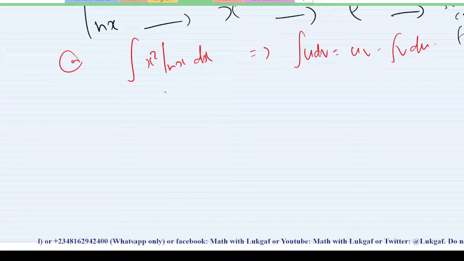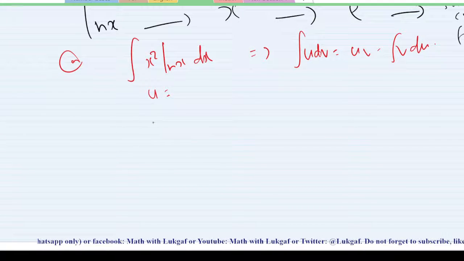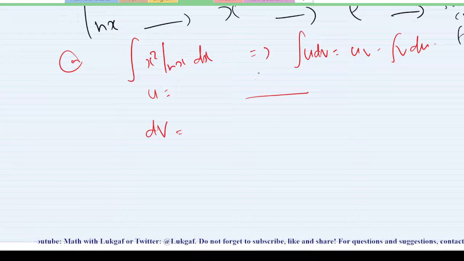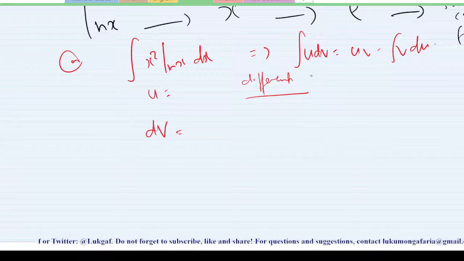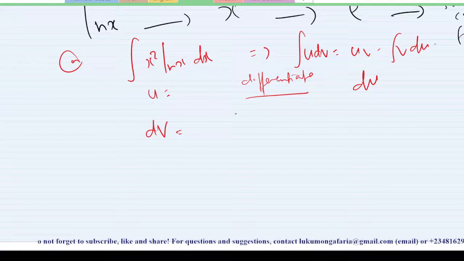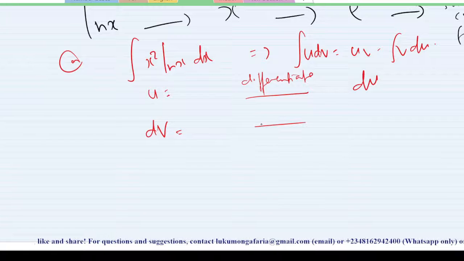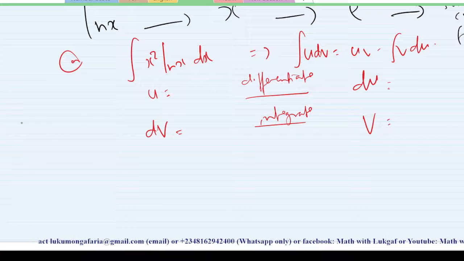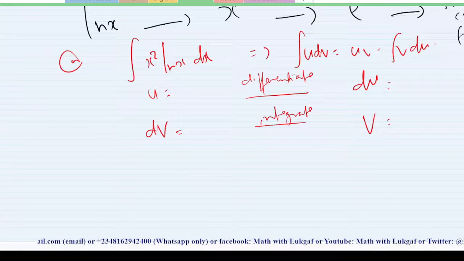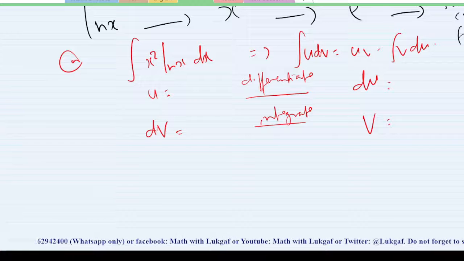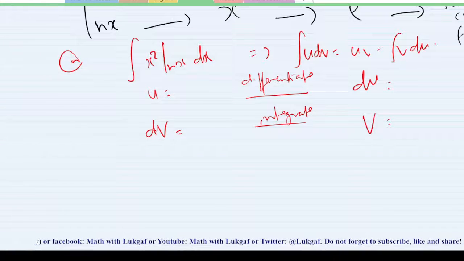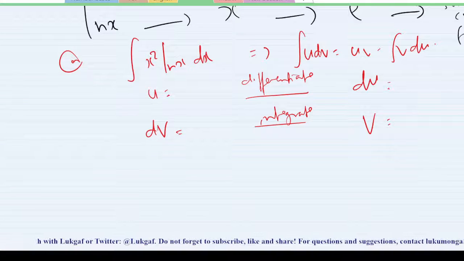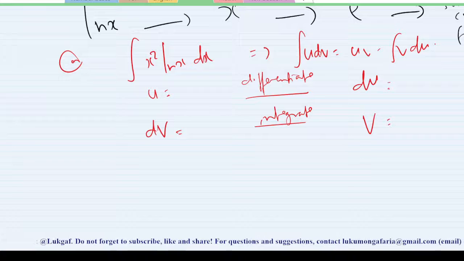Meaning you are going to make one function to be u, you are going to make the other function to be the v. And the one you make to be u, you differentiate it to obtain du. Likewise, the one you make the v, you integrate it to get v. And don't forget the priority order as indicated in the book of K.S. Trudge.